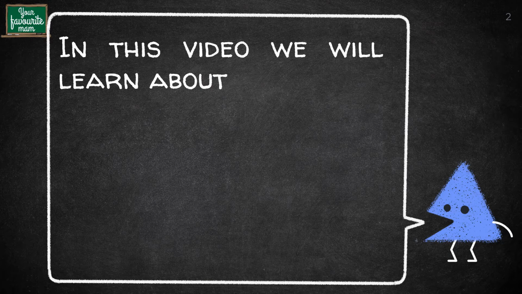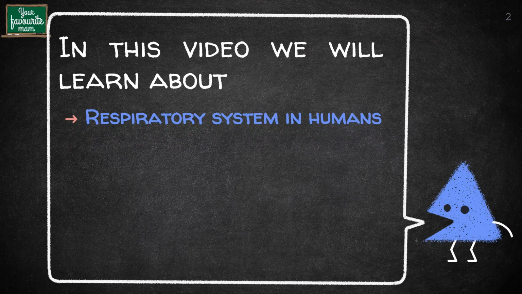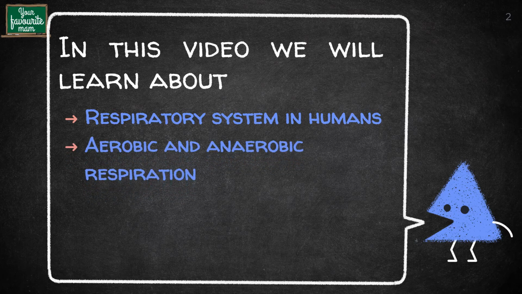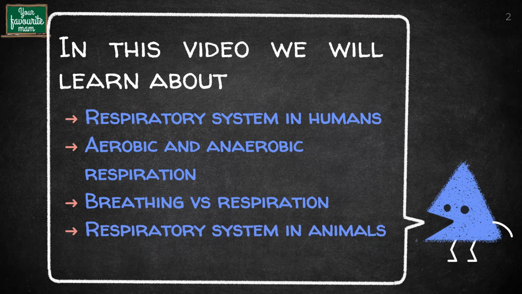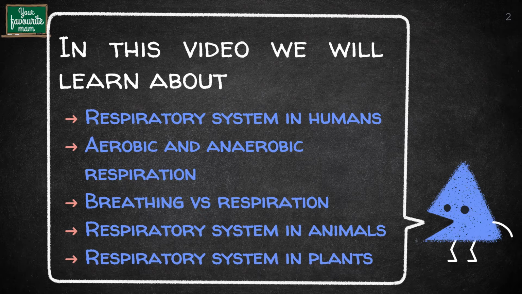So in this video we will learn about respiratory systems in humans and all the organs that are part of the respiratory system. What are the types of respirations like aerobic and anaerobic respiration? What is breathing and how does it differ from respiration? And respiratory systems in animals as well as plants.